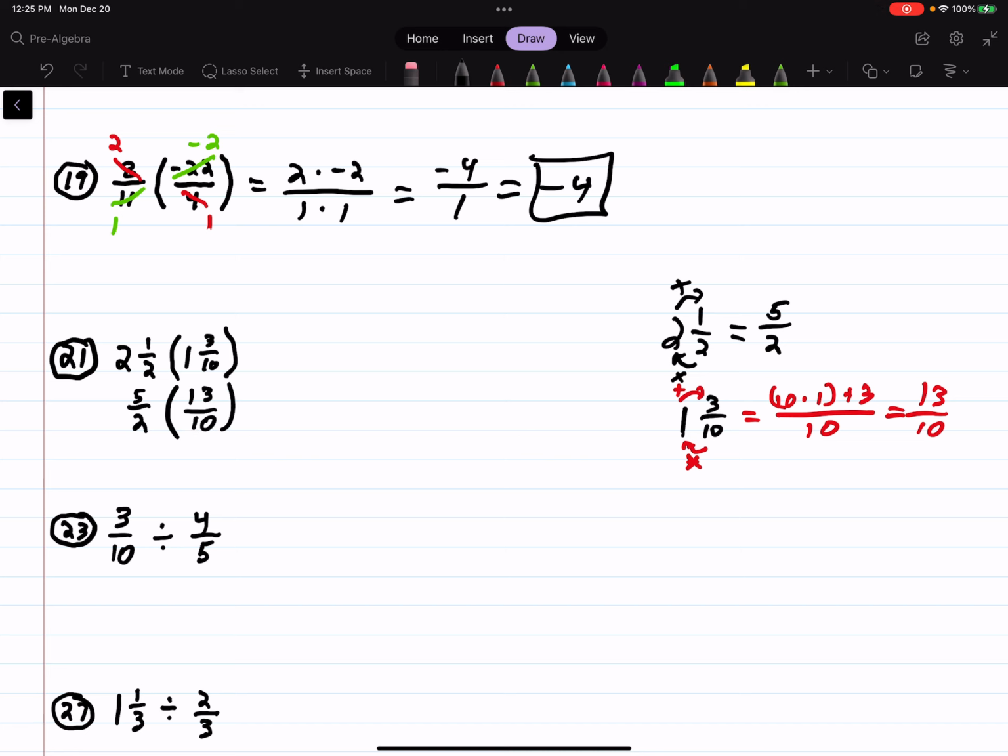Now I look for cross cancellation. I notice that I can cross cancel the 5 and the 10. The 5 becomes a 1, the 10 becomes a 2. There is no cross cancellation the other way. So I end up with 13 over 4. Then I've got to decide what that is. Well, I can see that there are 3 4s with a remainder of 1, and that's my mixed number.